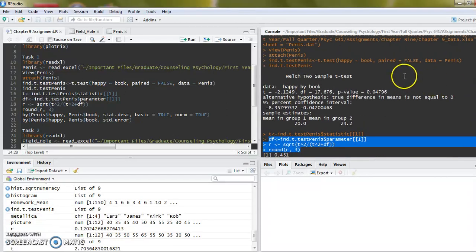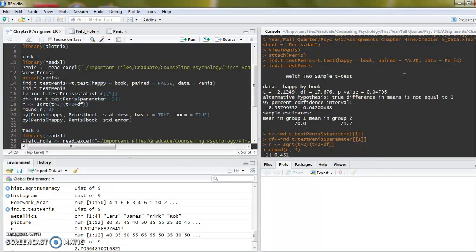Okay, so I'm about to show you what I did for our homework. The first task that we have to do is figure out if we have to use an independent samples t-test or paired samples t-test or dependent samples t-test. So for task 1, I ran an independent samples t-test because we're trying to examine the differences between two groups.